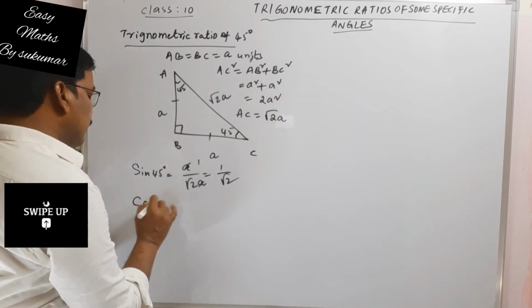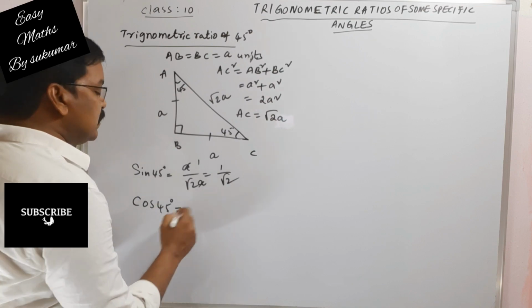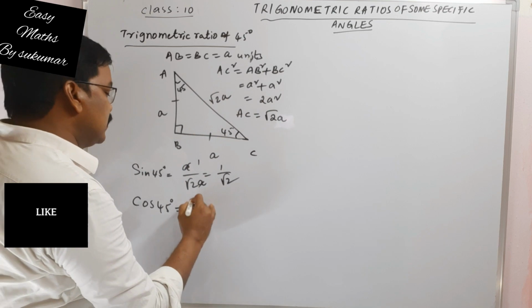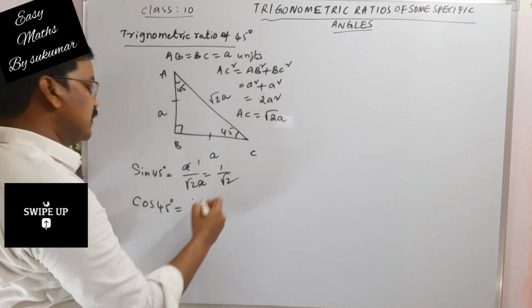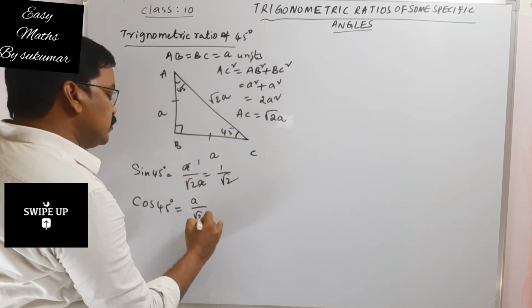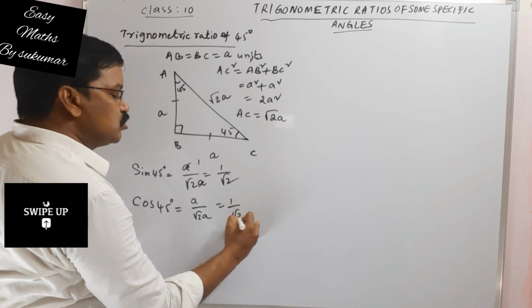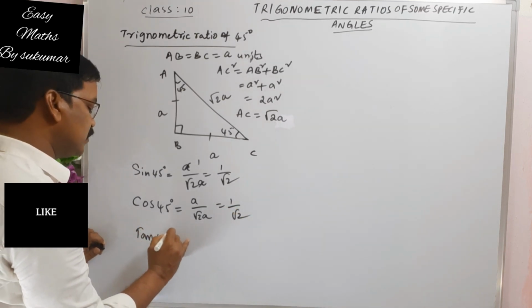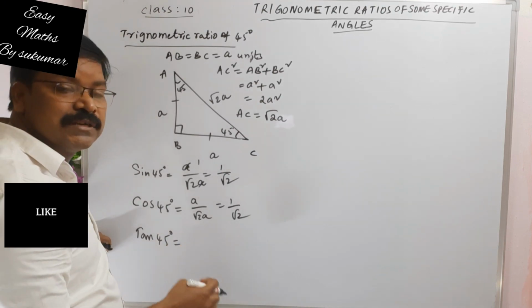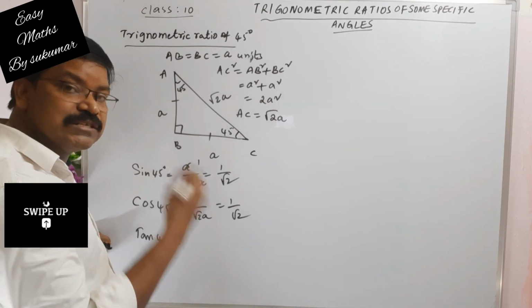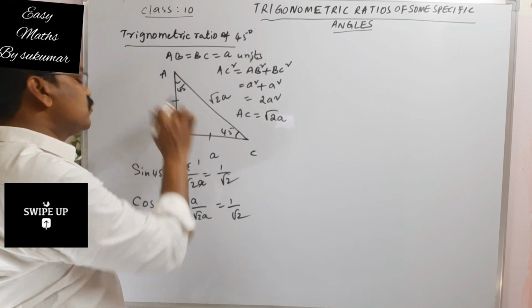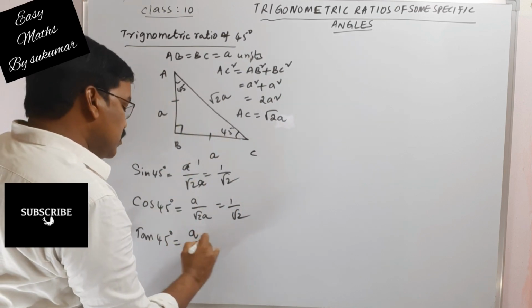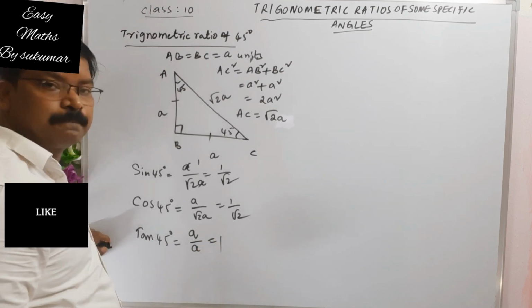Similarly, cos 45 degrees means adjacent side by hypotenuse. That means BC by AC, that is also a by root 2a. This is also equal to 1 by root 2. Coming to tan 45 degrees, tan 45 degrees means opposite side by adjacent side. Here the opposite side is small a, adjacent side is also small a. So a by a is equal to 1.